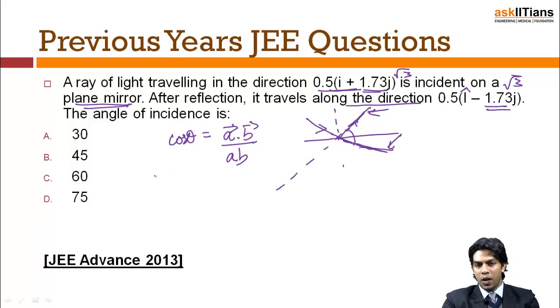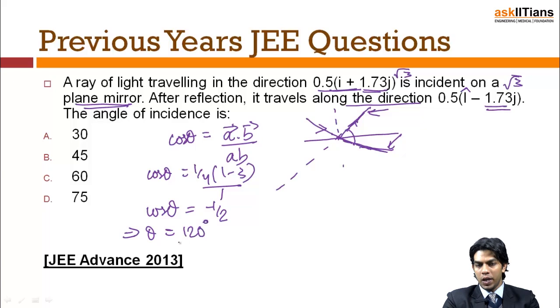So cos theta comes out to be 1 by 4, 1 minus 3, divided by 1. So cos theta equals minus half, which implies theta is equal to 120 degrees. If this is 120 degrees, the whole of it will be 180 degrees. It means this plus this, which are equal, will be 60 degrees. It means the angle of incidence is 30 degrees.